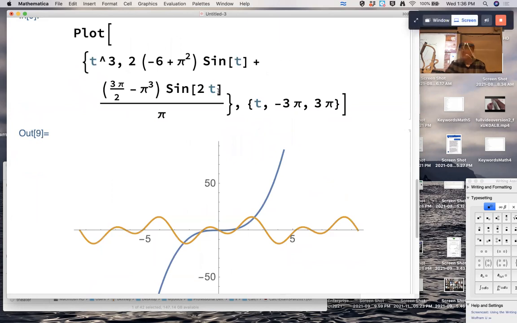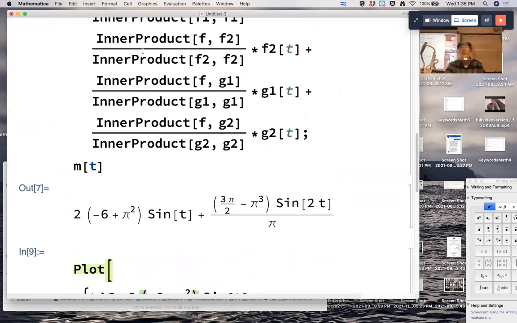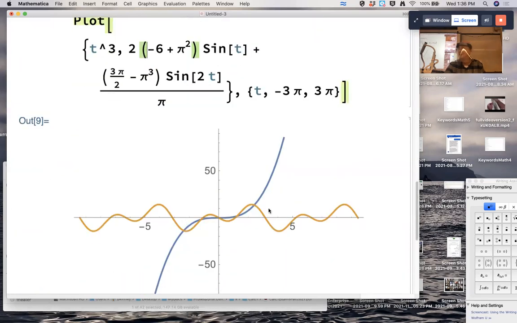But if I added more terms, a cosine 3t and a sine 3t, a cosine 4t and a sine 4t, a cosine 5t and a sine 5t, etc., and did all those inner product projections, I'd get a better and better approximation to t cubed for t between negative pi and pi. And t cubed doesn't work super well. You will see in the lecture for t and t squared, it works better.